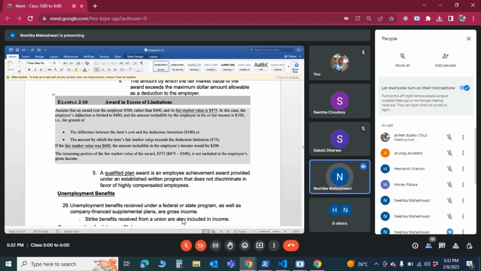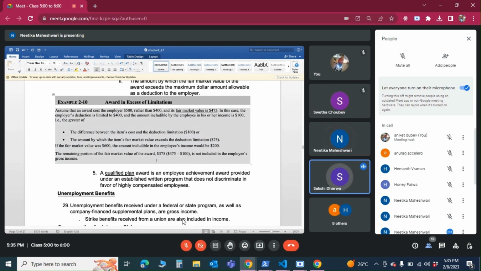Okay, Sakshi, can you explain? Yes, ma'am. The cost to the employer was $500, and the amount that is exempt is $400. So the difference is $100. This $100 will be includable in the income of the employee.